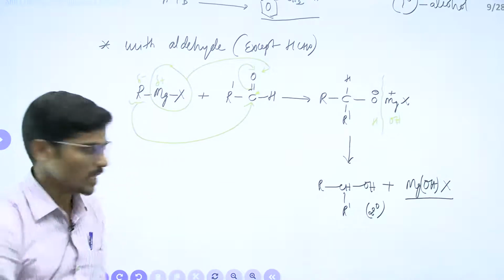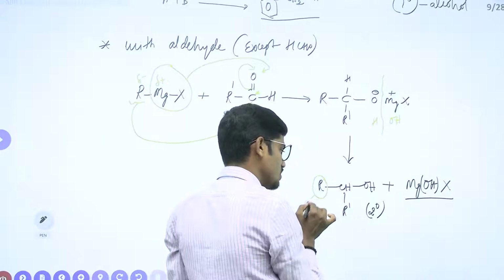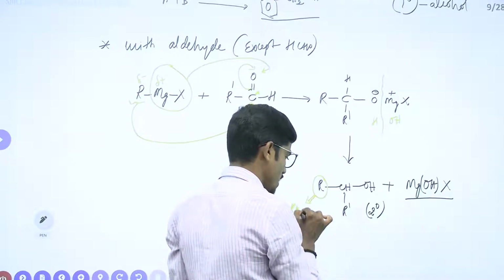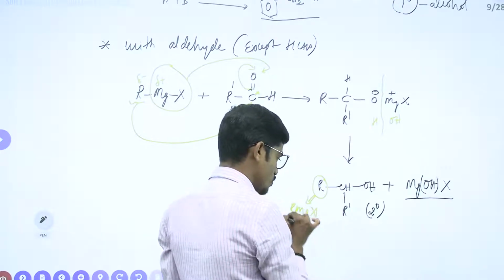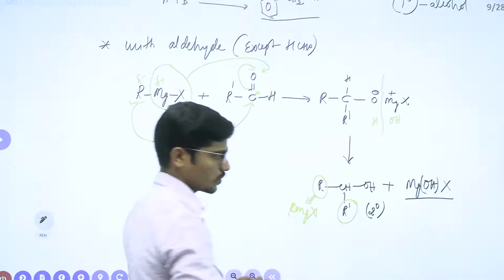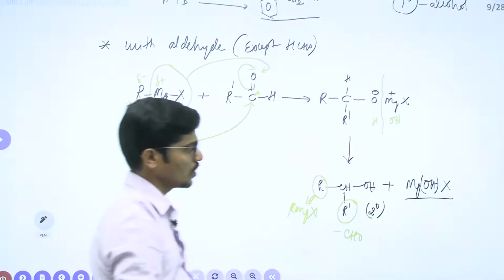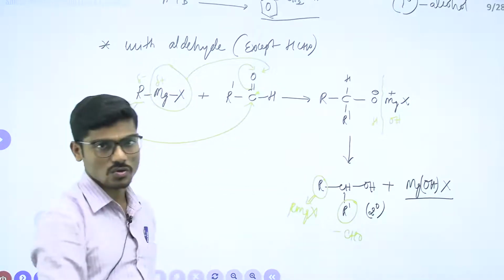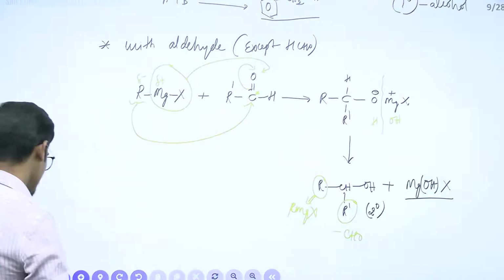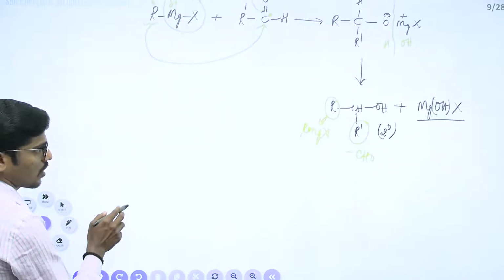Is it clear? So here this R group comes from Grignard reagent. This is from RMgX. So which Grignard reagent you have taken? And this R dash is from aldehyde group, CHO. So this is a secondary alcohol. Now you can write some examples for this also to get secondary alcohol.